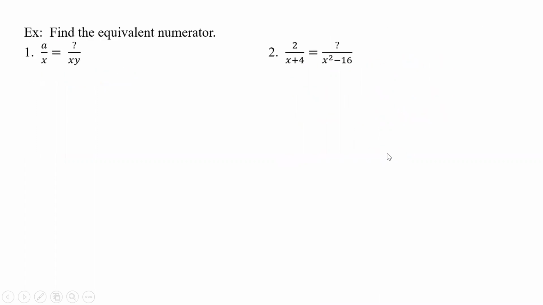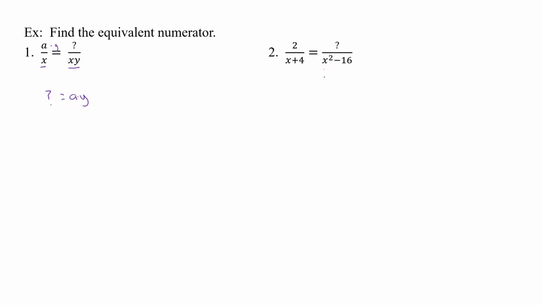All right, so along those same lines, finding the equivalent numerator. So what we have to do is look at the denominator here and the denominator here and see what did we do. Well, going from x to x times y, we multiplied by y. So that means we're going to have to multiply by y here. So our question mark is going to be equal to a times y. Okay, and that's how we got to that, because we knew we had to take x times y to get the xy, and so we have to do the same thing to the numerator, and that would be the y here.